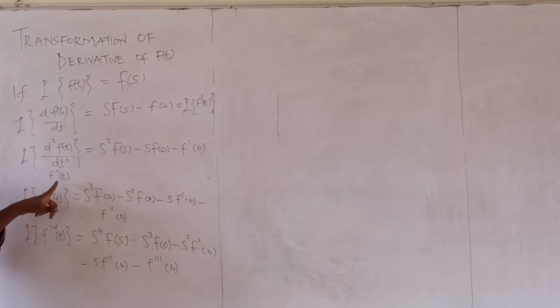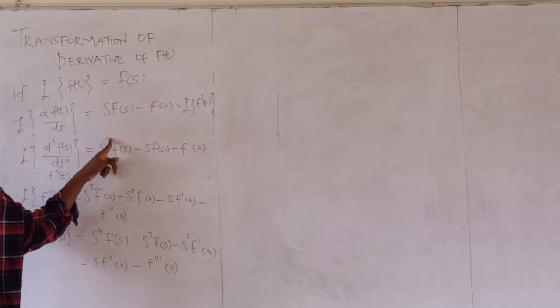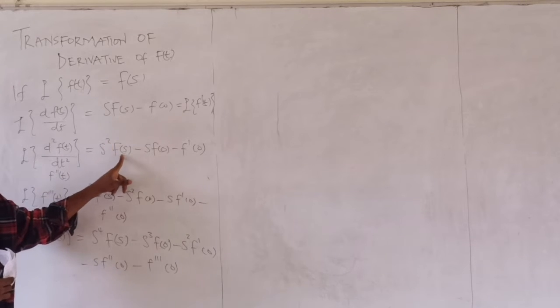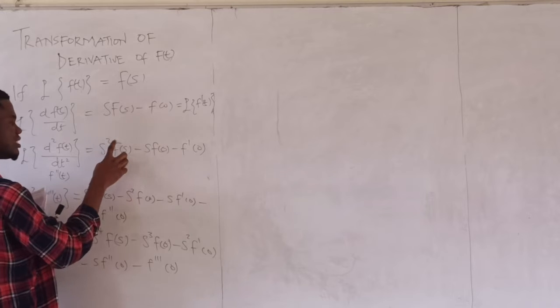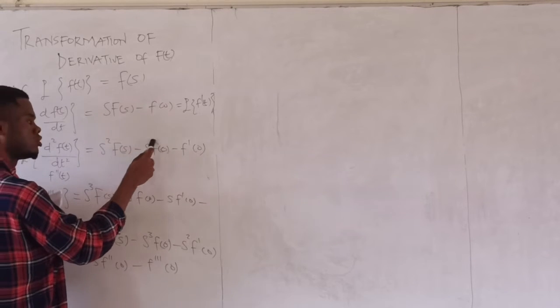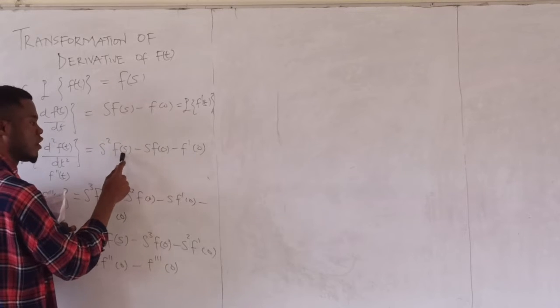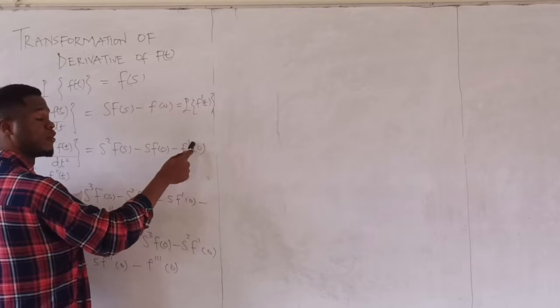When it was the second differential, as you can see, the s squared showed that it had the second differential, f of s. Looking at this, you can see that the power of s kept on reducing from 2 to 1 to 0, and the f kept on increasing from f of s to f of 0 to f prime of 0.